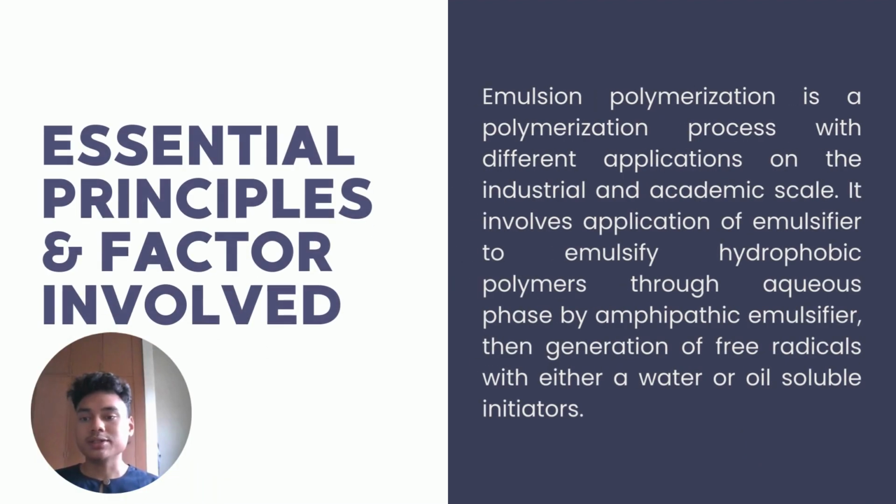Let's take a look at the essential principle and factor involved. Emulsion polymerization is a polymerization process with different applications on the industrial and academic scale. It involves application of emulsifier to emulsify hydrophobic polymer through aqueous phase by amphiphilic emulsifier, then generation of free radical with either a water or oil soluble initiator.